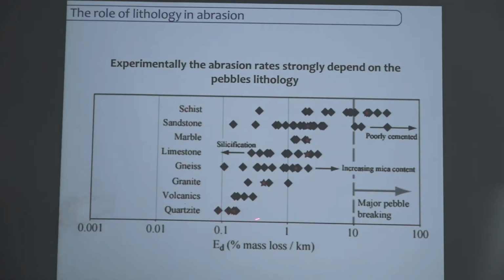The quartzites are quite resistant, so they lose 0.1% of their mass per kilometer of traveled distance. So after 10 kilometers, you will have lost 1%, and after 100 kilometers, you will have lost 10% of your mass, so almost no size reduction. In contrast, for schist, after only 1 kilometer of fluvial transport, you have already lost 10% of your mass. So there are 2 orders of magnitude difference between quartzite and schist, with the gneiss and the carbonates at intermediate values.